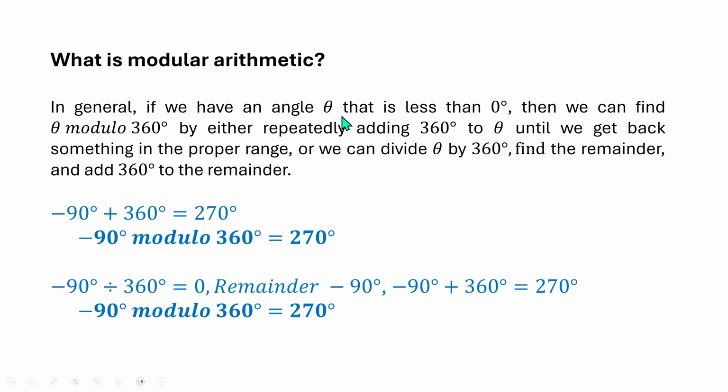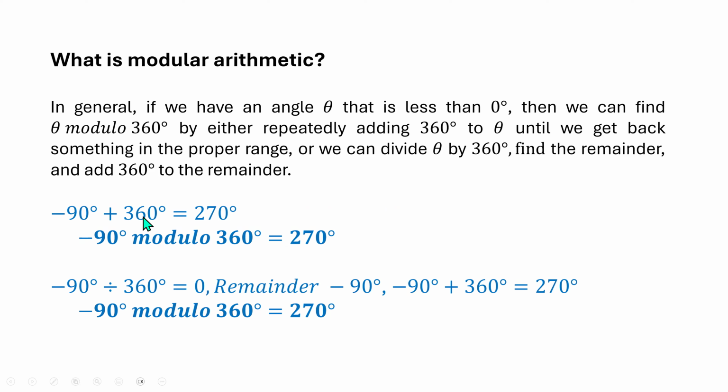And in general, if we have an angle theta that is less than 0 degrees, then we can find theta modulo 360 degrees by either repeatedly adding 360 degrees to theta until we get back something in the proper range, or we can divide theta by 360 degrees, find the remainder, and add 360 degrees to the remainder. Now we have to do this additional addition because if theta is a negative angle, and if we have a non-zero remainder, then that remainder is going to be negative. So you have to add 360 degrees to it to get something back within that range from 0 degrees to positive 360 degrees.